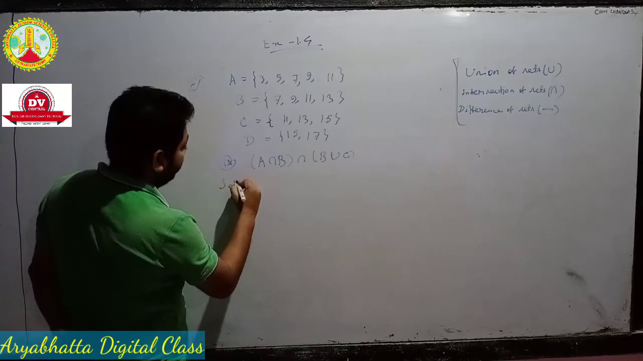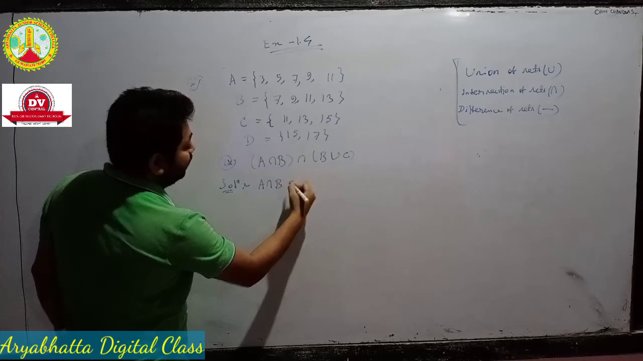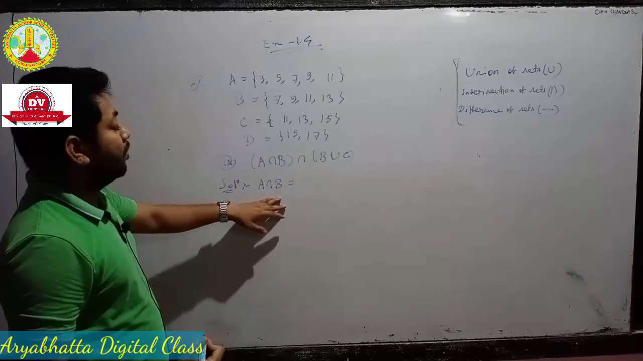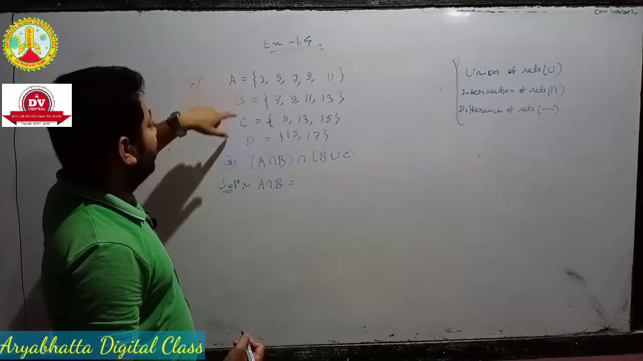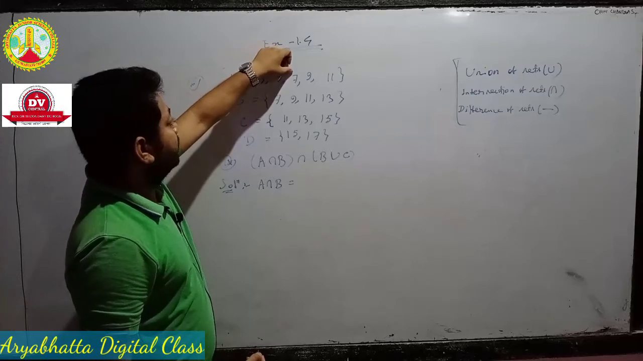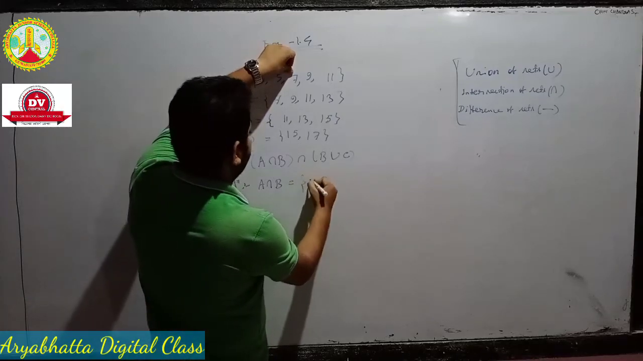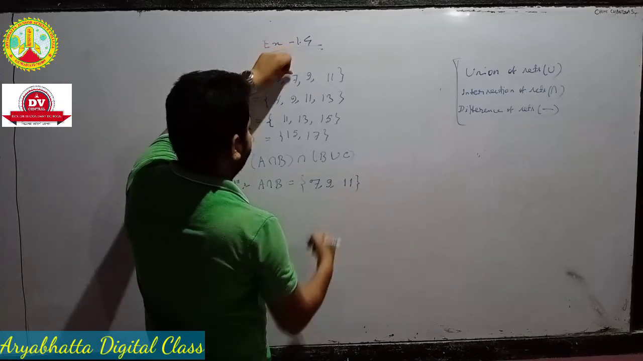Solution. First, we will find A intersection B. We know that A intersection B is the set of all common elements of the sets A and B. Therefore, A intersection B has the elements 7, 9 and 11.